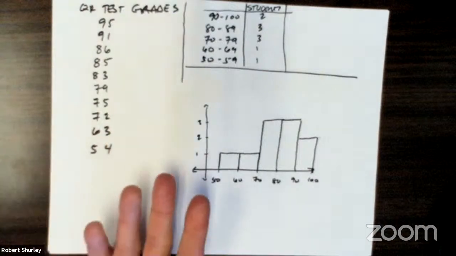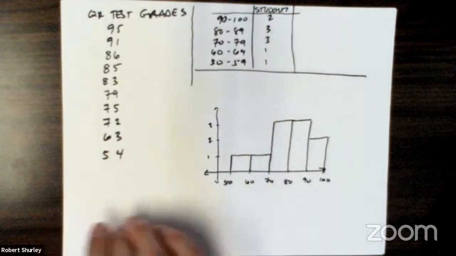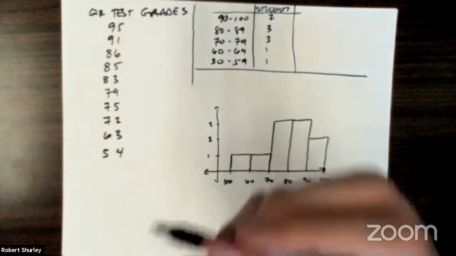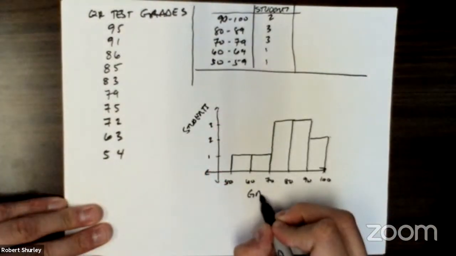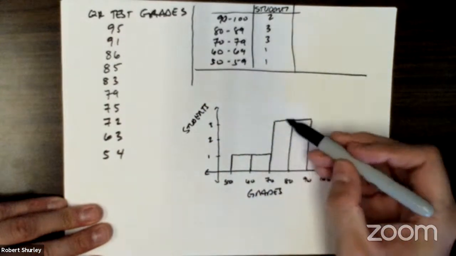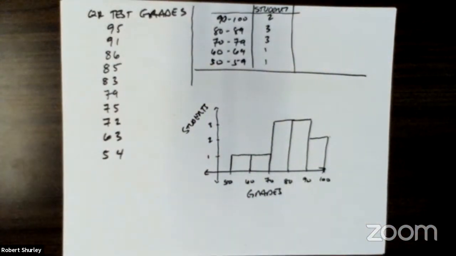But again, the goal for this class and this test will be for you to interpret this. So it's very basic interpretation, right? Well, I've got 3 students, so I need to label these: students, and then grades. I've got 3 students who scored between a 70 and an 80 on this last test, okay? That would be what I'm looking for on the test and really for this class.